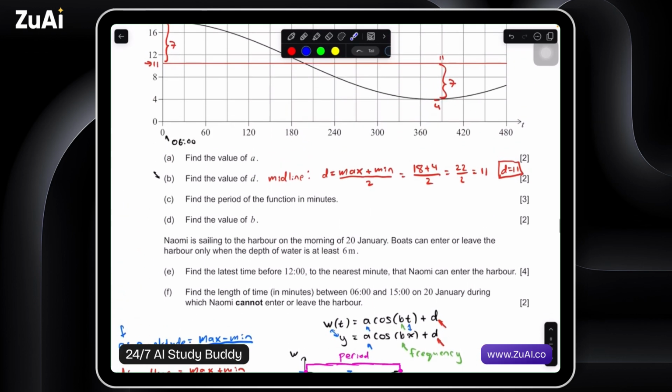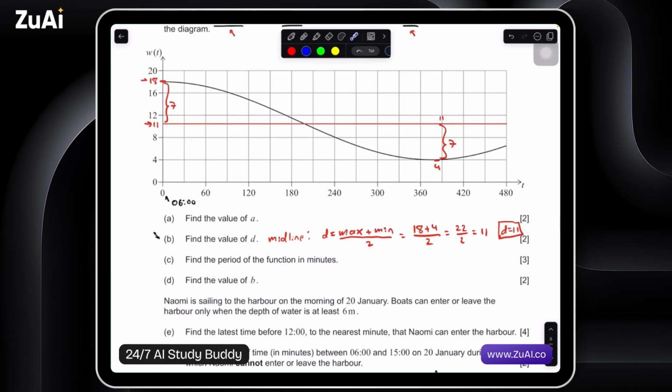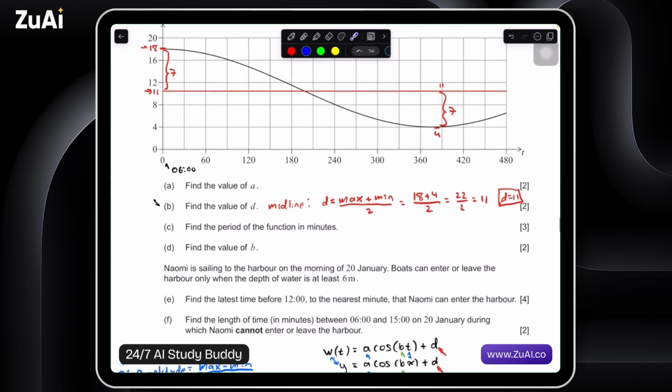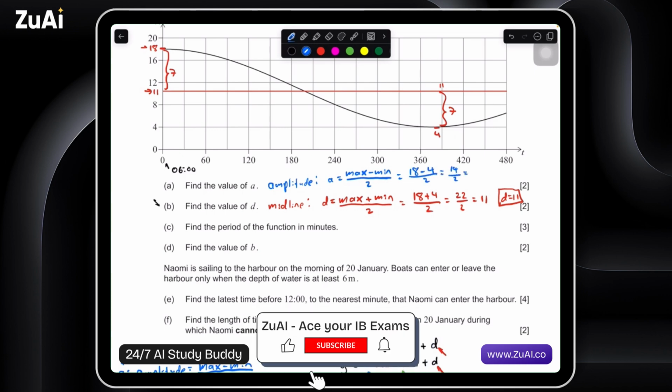This is a 2-mark question, so they are expecting some process. You could write 11 plus what is equal to 18, or 18 minus 11, and this would give you 7. But let's use our formula right here for amplitude. That's what a is. Amplitude, a, is equal to max minus min, the distance from the peak to the trough, the highest point to the lowest point, divided by 2. And now we have 18 minus 4 over 2, or 14 over 2. And this gives us a value of 7. So we know that a is equal to 7 here.